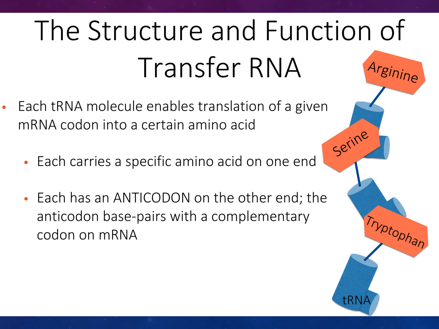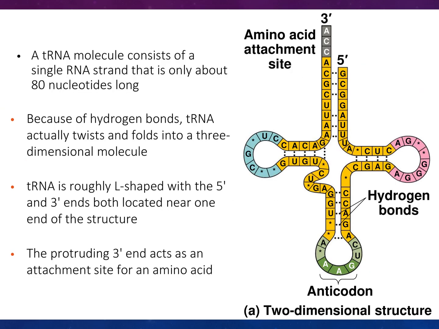Each carries a specific amino acid on one end, and each has an anticodon on the other. The anticodon base pairs with a complementary mRNA codon. A tRNA molecule consists of a single RNA strand that is about 18 nucleotides long. Because of hydrogen bonds, tRNA actually twists and folds into a three-dimensional molecule. Transfer RNA is roughly L-shaped with the 5' and 3' free ends both located near one end of the structure. The protruding free end acts as an attachment site for an amino acid.